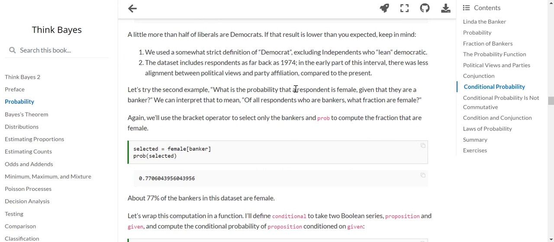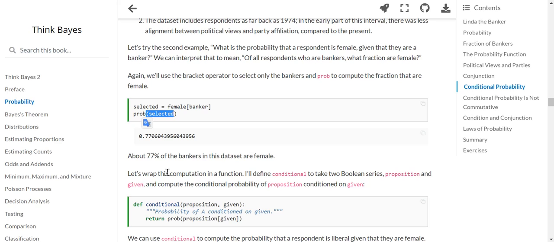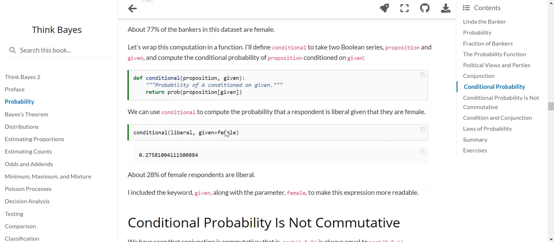What is the probability that a respondent is female given that they are a banker? First you select all the bankers, and then you compute the fraction who are female. The probability of selected is approximately 77%. Alright, let's wrap this computation in a function. I'll define conditional to take two Boolean series, proposition and given, and compute the conditional probability.